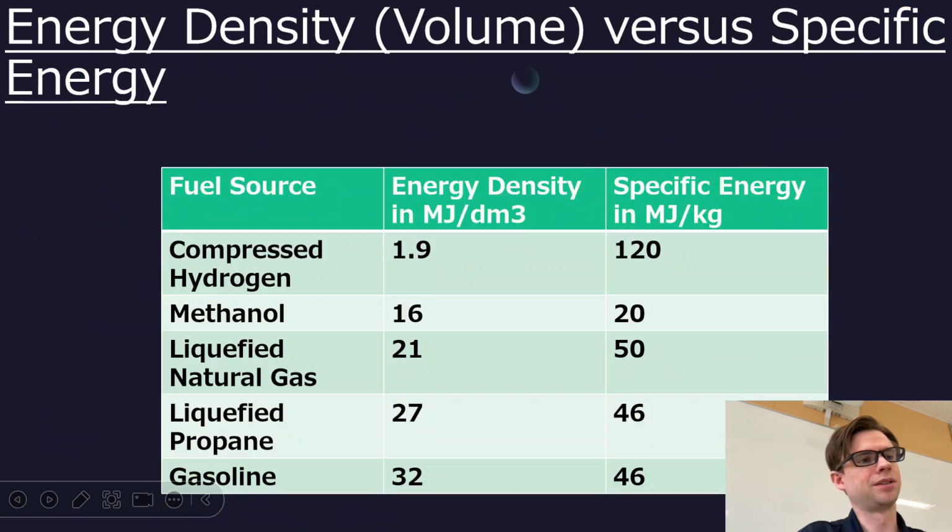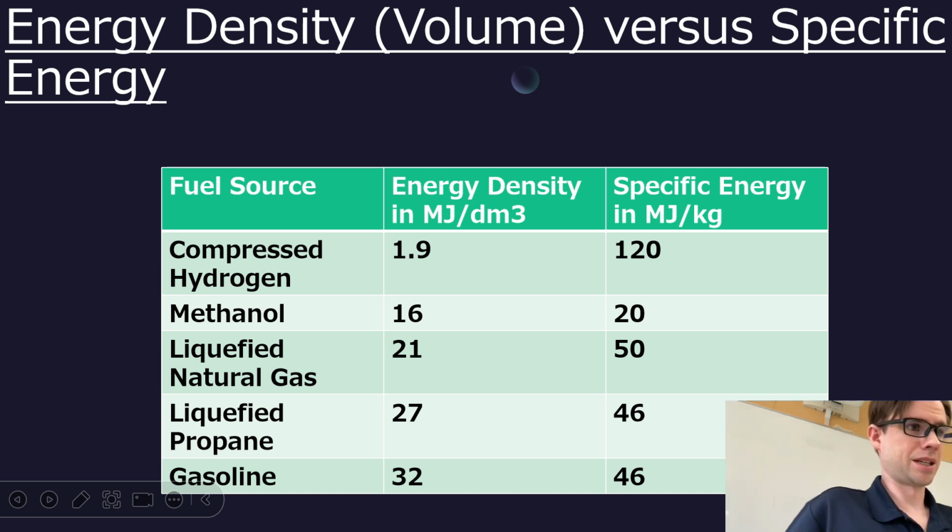So finally, just a table here that shows sort of the difference in energy density, energy per unit volume, versus specific energy, energy per kilogram, mass units. These are wildly different, and you might have concerns over one more than the other, depending on your applications. So for example, compressed hydrogen, even compressed, it has a terrible energy density, 1.9 megajoule per decimeter cubed. Hydrogen just takes up a lot of space to get a certain amount of energy, right? 1.9 megajoule per decimeter cubed.